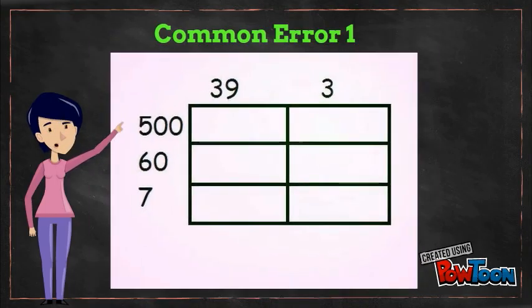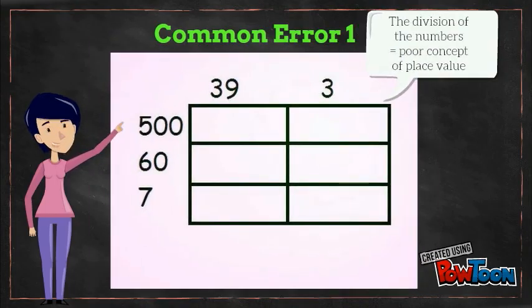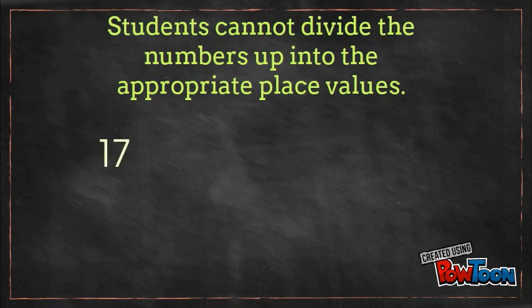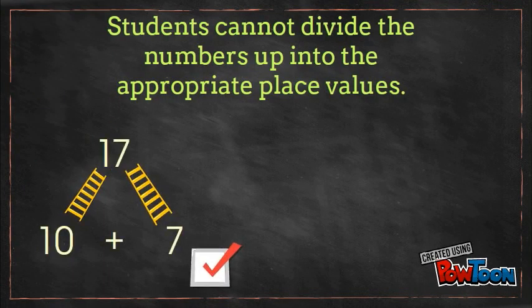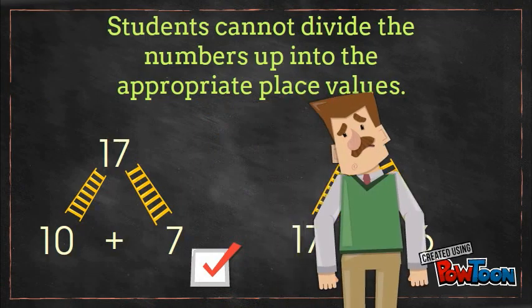Common error 1. Let's look at what this child has done. Can you see the error? That's right, place value. Some students who struggle with the area model do so as they cannot successfully divide the numbers into the appropriate place values.